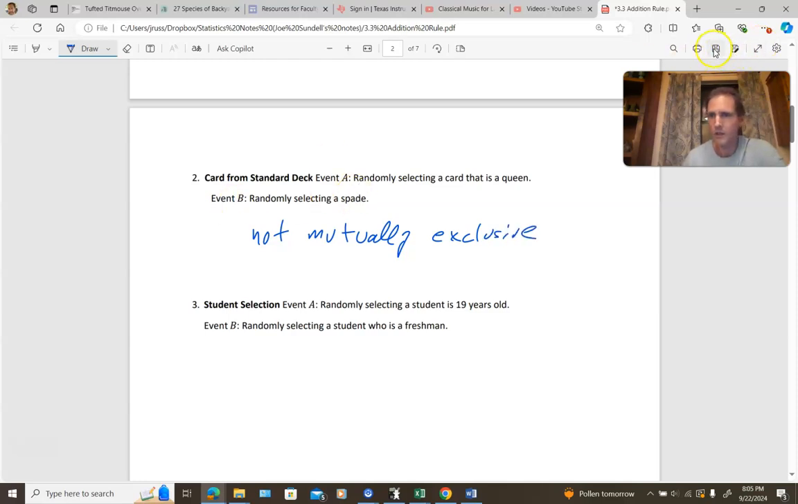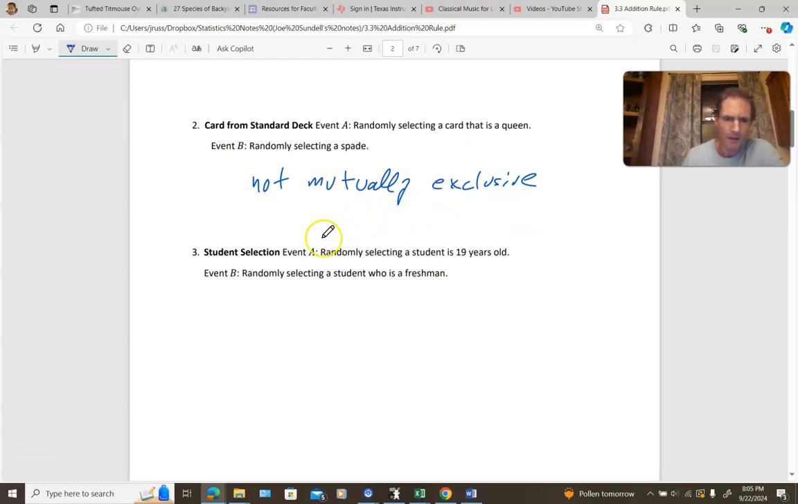All right, what about number 3 here? So event A is randomly selecting a student that is 19 years old, and then event B is randomly selecting a student who is a freshman, okay? So really here you're thinking about, would it be possible for there to exist a 19-year-old freshman? And the answer is yes, okay? In fact, some of you may be 19-year-old freshmen. So because of this, these 2 events are not mutually exclusive. They can both occur, in that there can be a 19-year-old that is also a freshman.